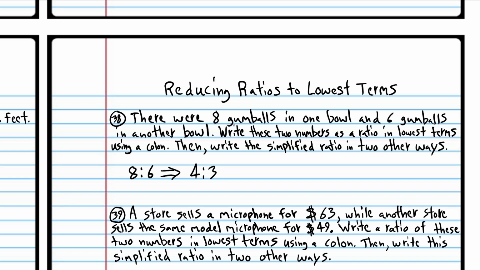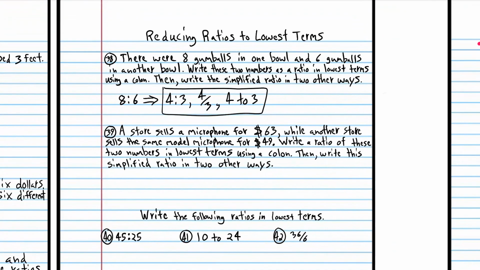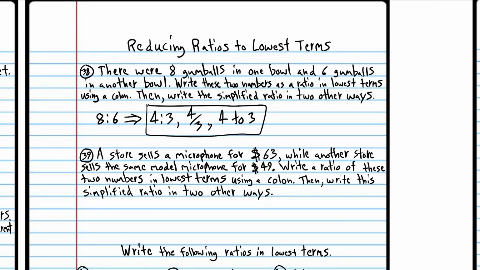But then it says write the simplified ratio in 2 other ways. So we can write 4 over 3 as a fraction, or we can write 4 to 3 using the word "to." So those are our answers. So again, we're just reducing that ratio, just pretending like it's a fraction. And by the way, you can write 6 to 8 also. That would have been an acceptable answer. 3 to 4, 3 over 4, or 3 to 4 with the word "to." So go ahead and try number 39, and when you come back, we'll do it together.